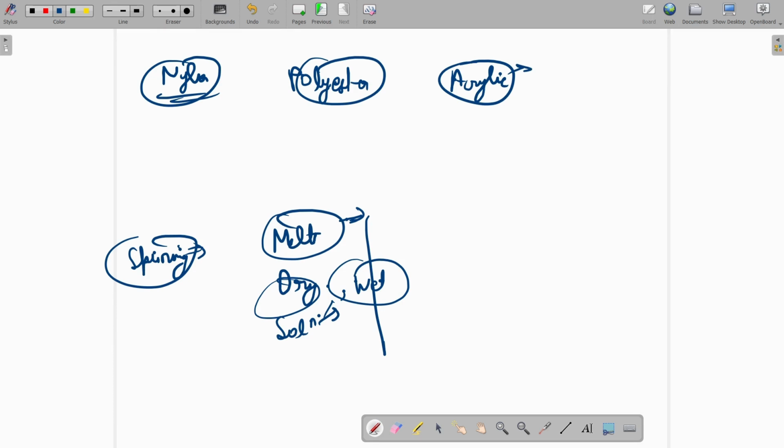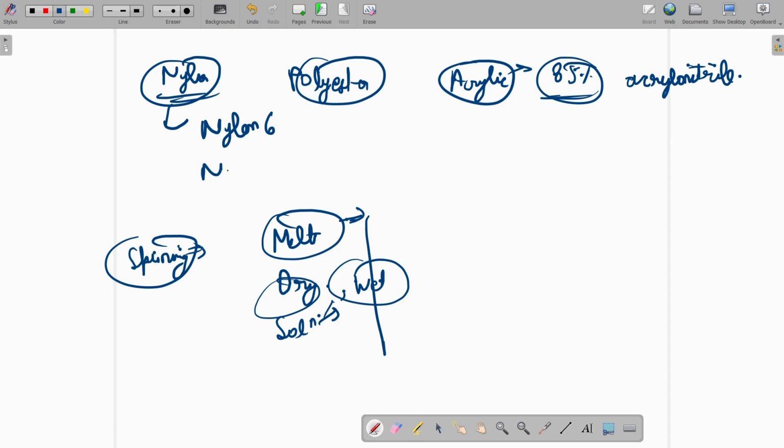In which it is dissolved, acrylic is from... in acrylic, what is the main component of acrylic? 85% acrylonitrile. Nylon is what? Two main important types, nylon 6 and nylon 66. What is the difference between nylon 6 and nylon 66? Both are synthetic fibers. The one difference is nylon 6 is formed from caprolactam. The monomer is caprolactam. And nylon 66 monomers are hexamethylene diamine and adipic acid.